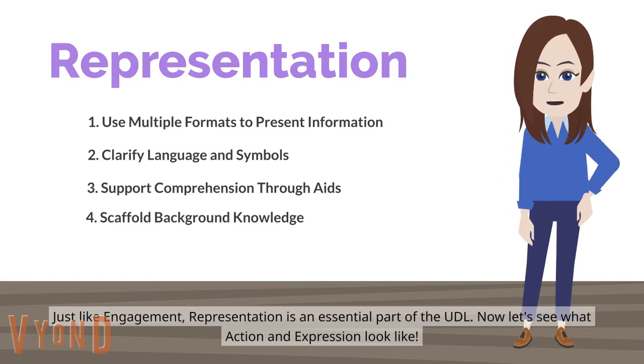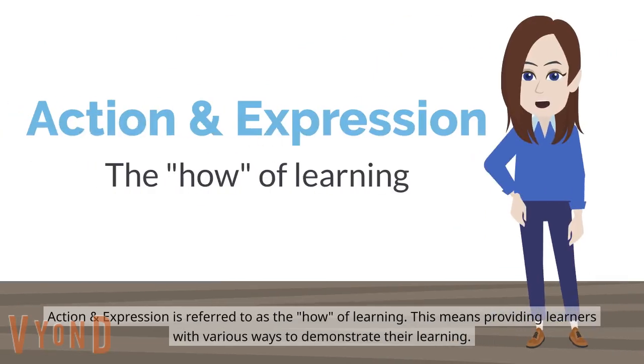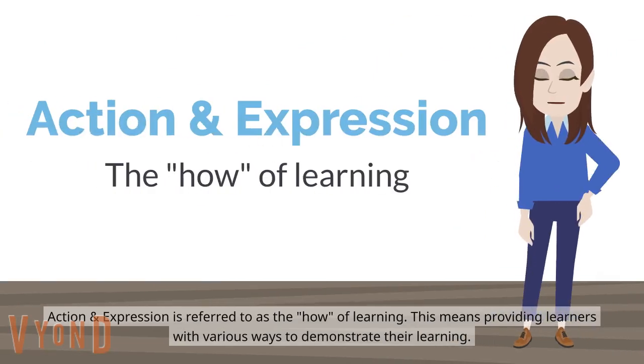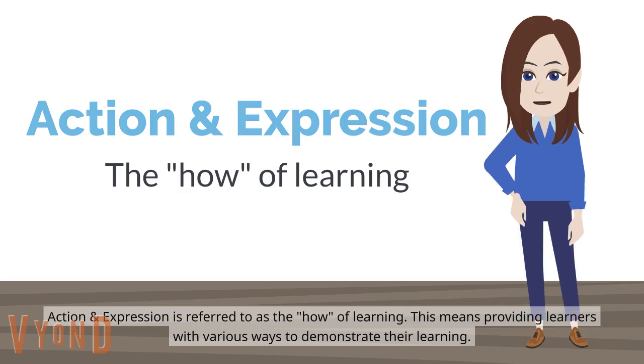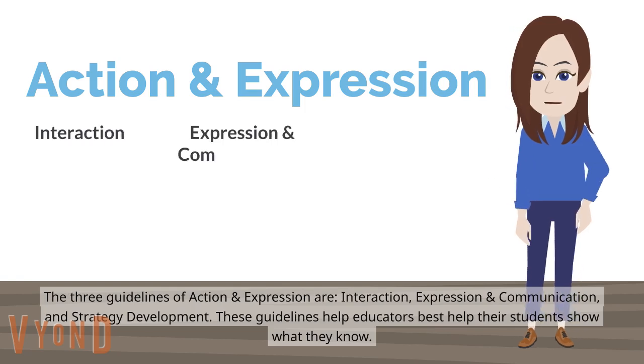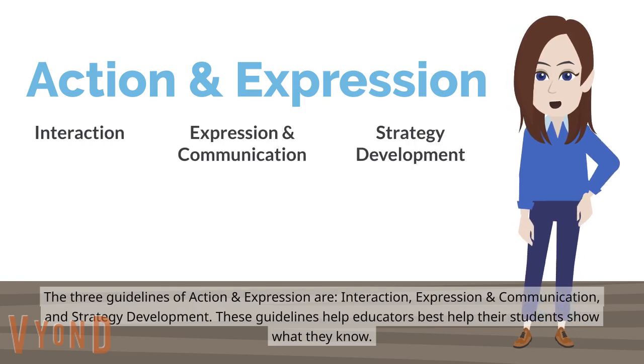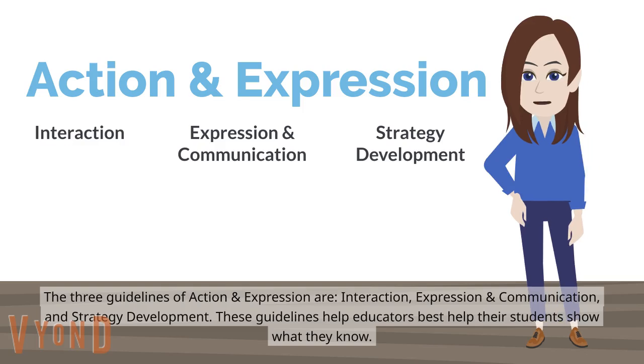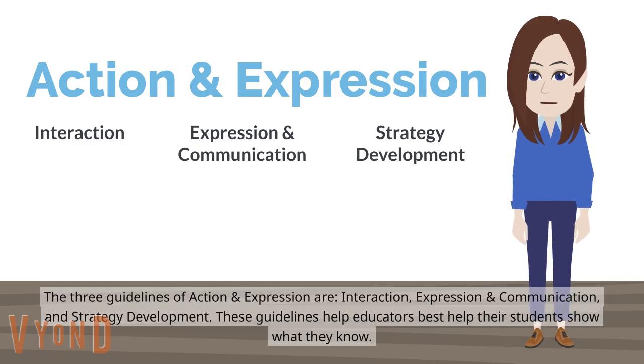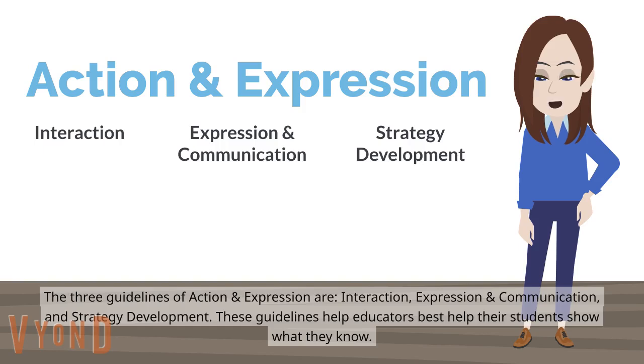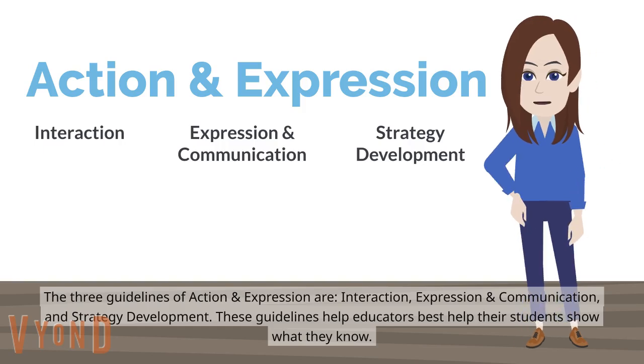Now let's see what action and expression look like. Action and expression is referred to as the how of learning. This means providing learners with various ways to demonstrate their learning. The 3 guidelines of action and expression are interaction, expression and communication, and strategy development. These guidelines help educators best help their students show what they know.